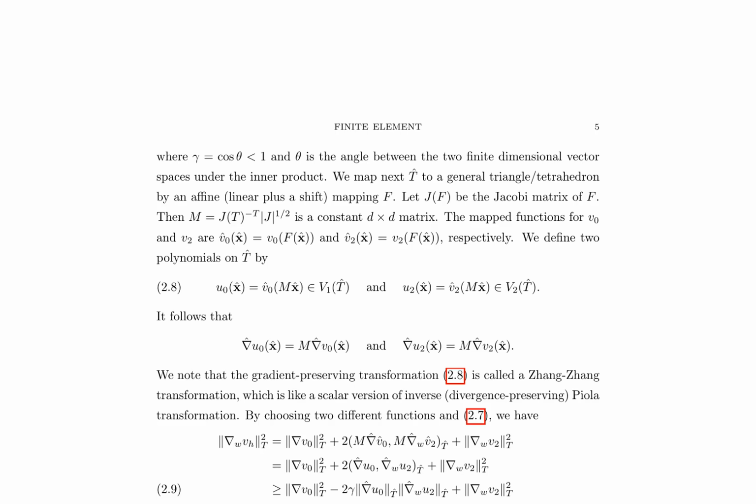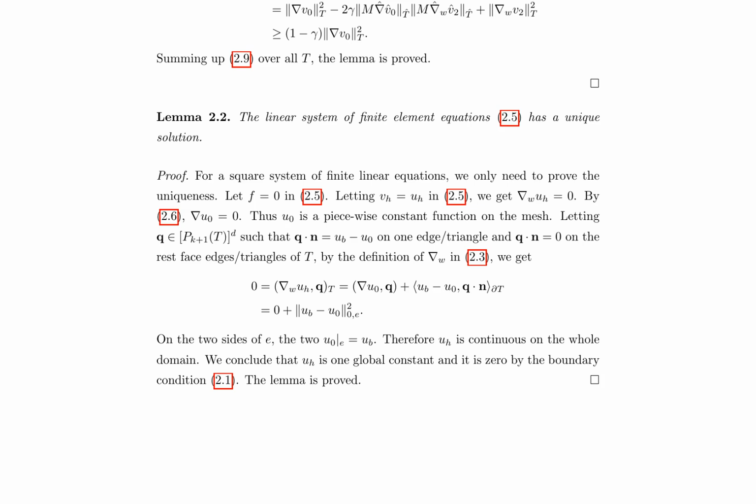Here is a combined summary of pages 5 and 6 of the research paper. The authors introduce a finite element method for solving the Poisson equation, focusing on the construction of a gradient-preserving transformation, known as the Zhang transformation. This transformation, denoted by equation 2.8, maps functions from a general triangle or tetrahedron to a reference element, preserving the gradient. The authors prove lemma 2.1, which establishes a lower bound for the norm of the gradient of a function, and lemma 2.2, which ensures the uniqueness of the solution to the linear system of finite element equations.